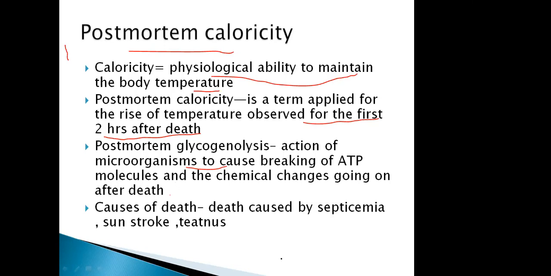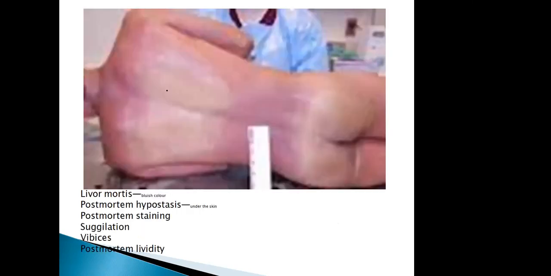Especially if the cause of death is septicemia, sunstroke, or tetanus, we can notice postmortem caloricity very clearly. The next thing is livor mortis. It is also called postmortem hypostasis, postmortem staining, sugillation, vibices, or postmortem lividity. These are all synonyms for the same.